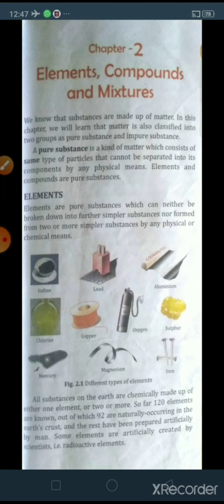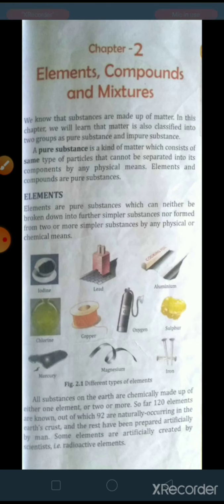Okay. So first one, substances are made up of matter. All substances which are in our surrounding are made up of matter, and matter is something that has mass and occupies some space, that is a matter.